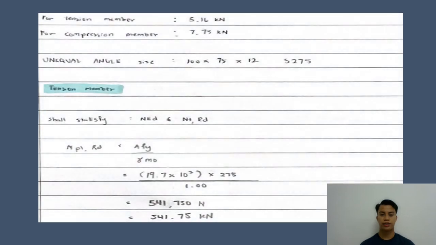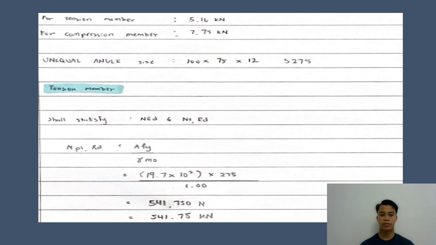After we do the calculation in the first step, we already know the tension of the member. The tension of the member is 5.16 kN, while the compression member is 7.75 kN. So the unequal angle size that I choose is 100 times 75 times 12, and it is in class S275.